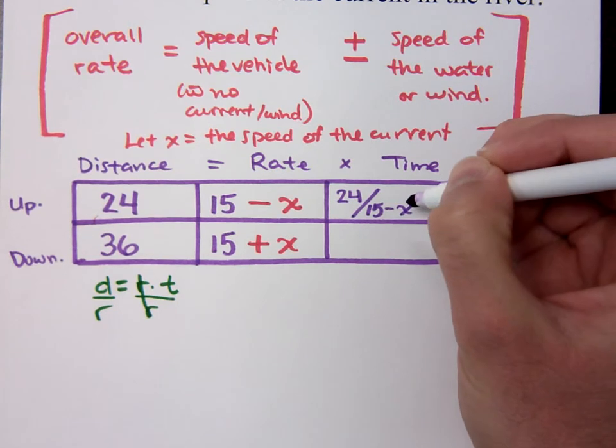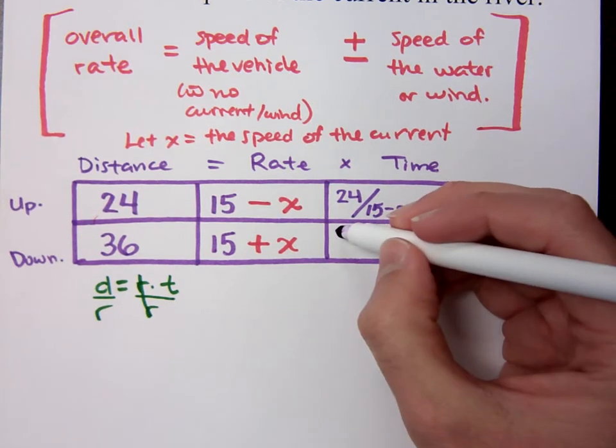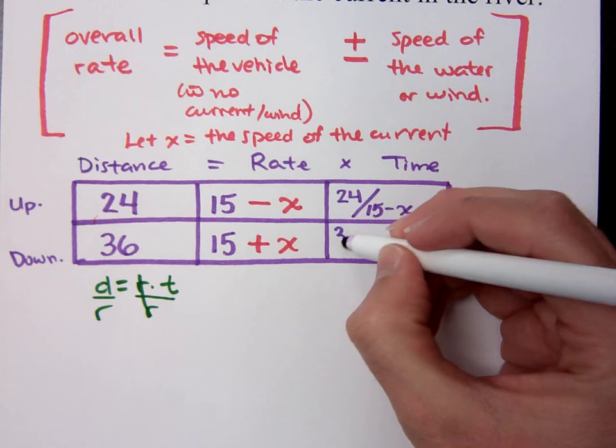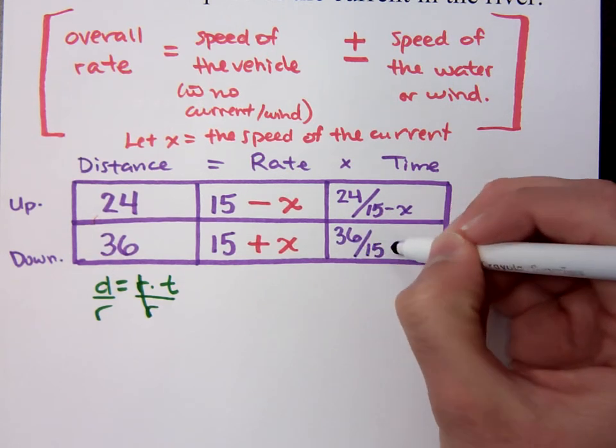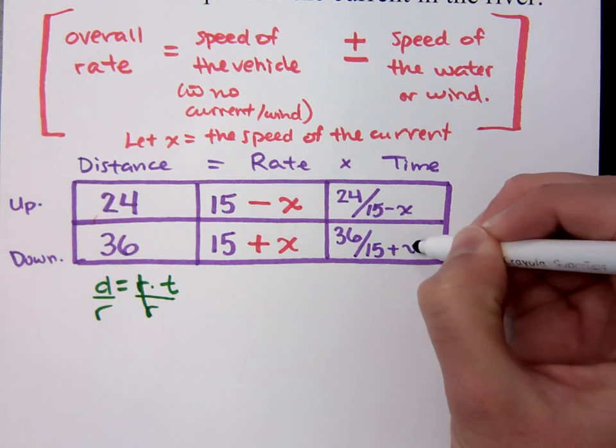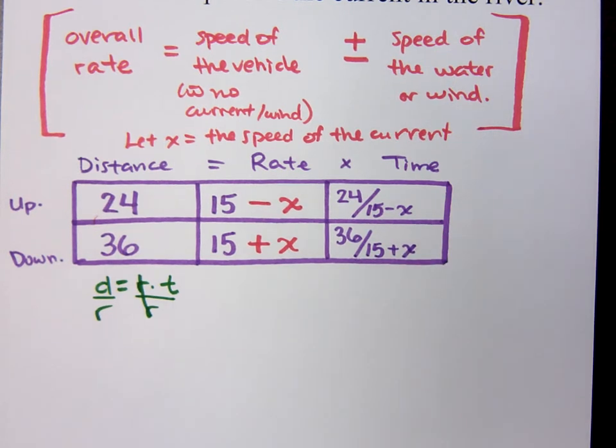What's the time going downstream? Your distance, 36, divided by what? 15 plus x. That's how we can represent the time. But notice, what does it say about the time in the problem? Find the speed of the current. What does it say about the time here, number 3? 15 miles per hour is a rate, not a time.